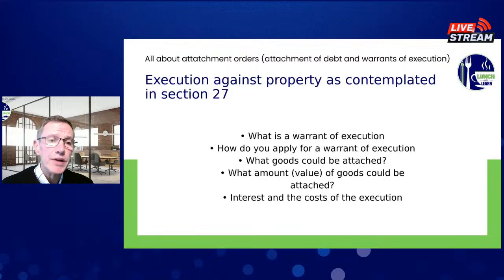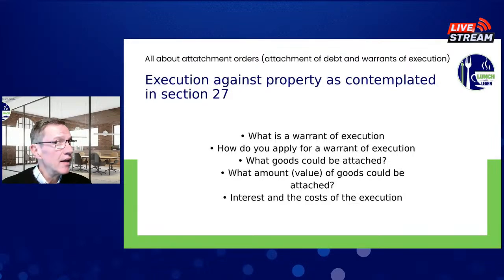It's clear from the wording of Section 27 that first you need to attach the movable property of the respondent, and only afterwards can you apply to court to have immovable property, such as a house or a holiday home, attached. But you first have to exhaust all the avenues by attaching the movable property. And that is all dealt with in Section 27.